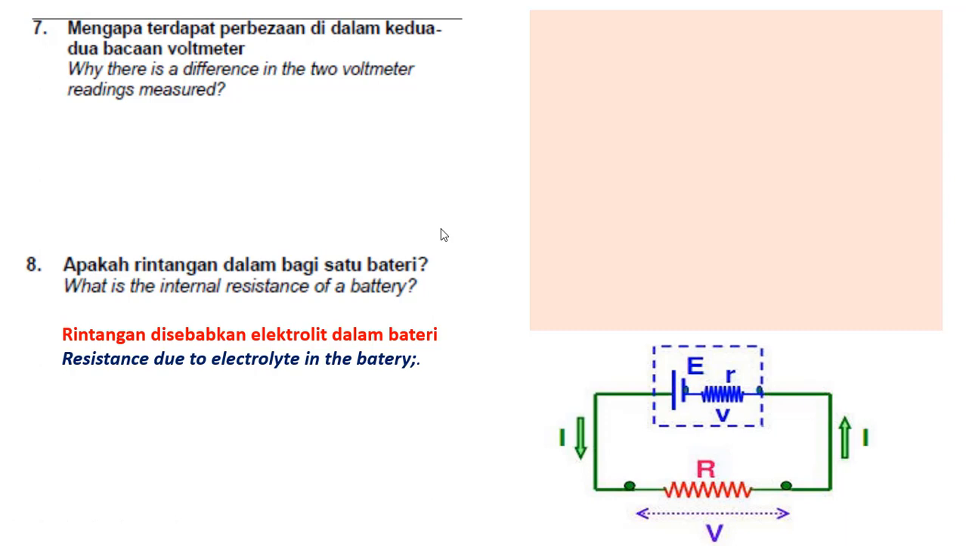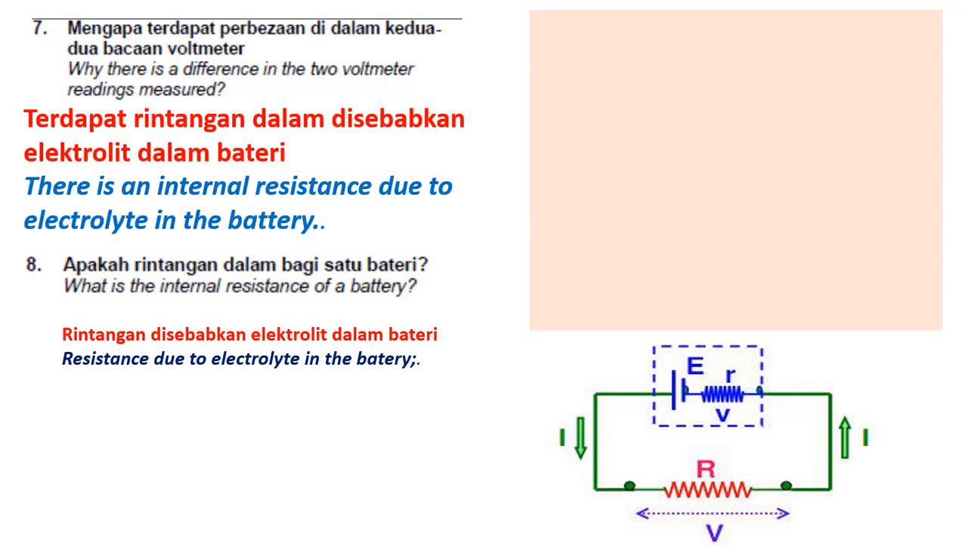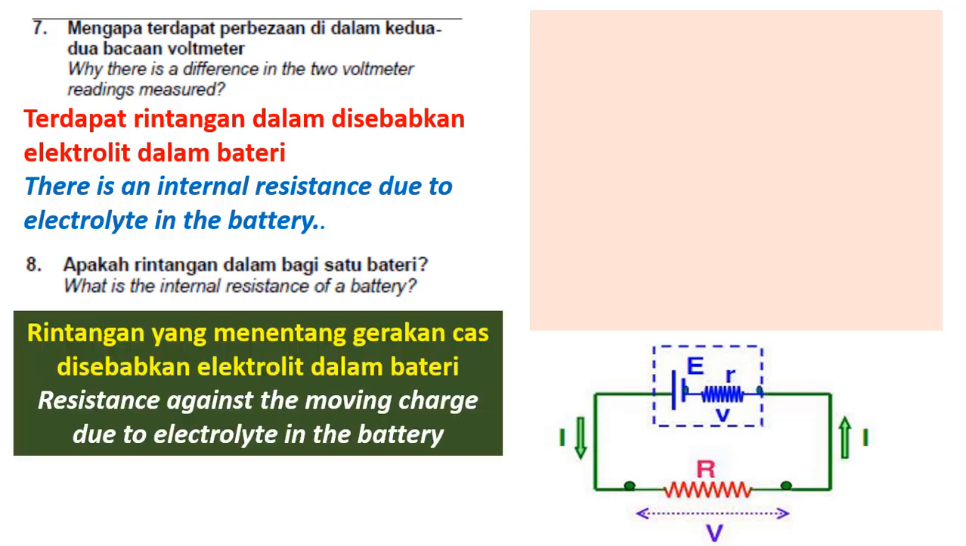Now comes the question, why is there a difference? The battery gives you 3 joule per coulomb, but the light bulb only gets 2.4 volt or 2.4 joule per coulomb. So where does the other 0.6 joule per coulomb go? This is due to what we call internal resistance due to the electrolyte in the battery. In the battery, there is electrolyte which gives resistance for the charge to move from the negative terminal to the positive terminal. So it is resistance against the moving charge.